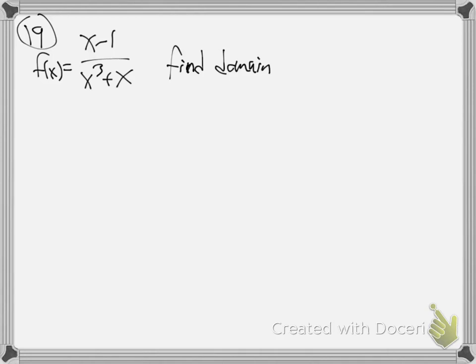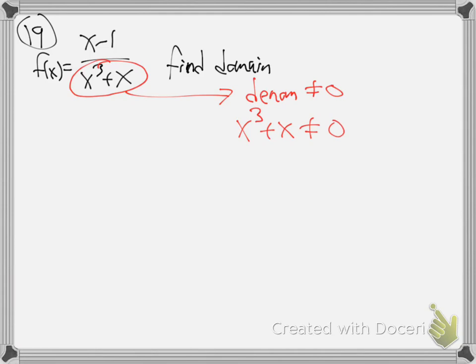So, what do we do to find the domain? The denominator cannot be 0, right? That's the problem. Like, no metal in the microwave, no denominator 0. That's what we look for right away. Denominator cannot equal 0. So then I take that denominator, x cubed plus x, and I say, you cannot be 0. And I've got to solve that.